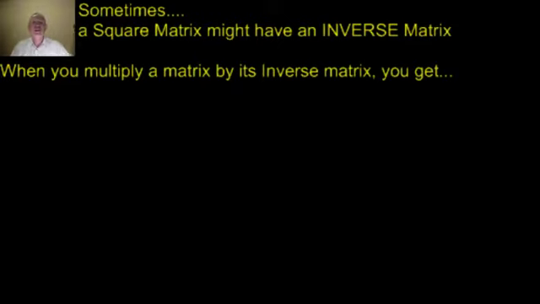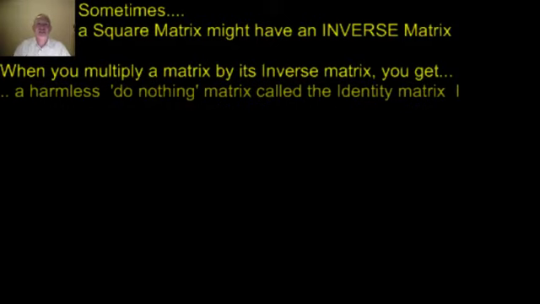So when you multiply a matrix by its inverse, you get a harmless, do-nothing matrix called the identity matrix I. Now remember we said that I behaved very much like the number 1. So that's how an inverse matrix will work. If you take a matrix and multiply it by its inverse, if there is an inverse, it doesn't always have one, but if it's got one, you're going to end up with the identity matrix I.